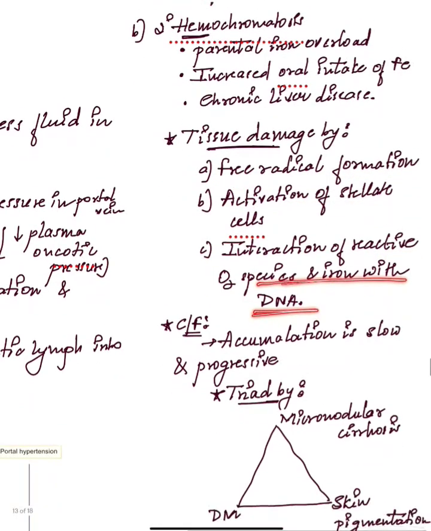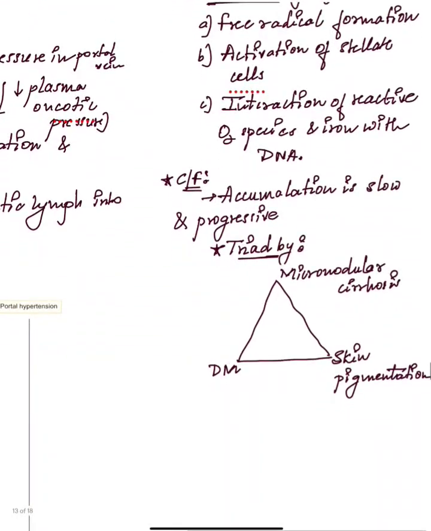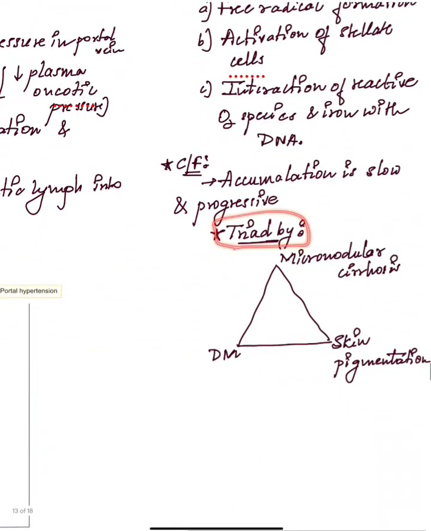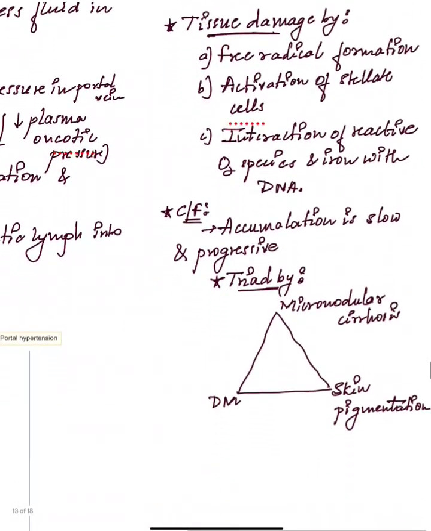Now, the clinical features of these patients: the accumulation is slow and progressive. We can remember the triad as micronodular cirrhosis, diabetes mellitus, and skin pigmentation. These three factors are the most important in this tissue damage.